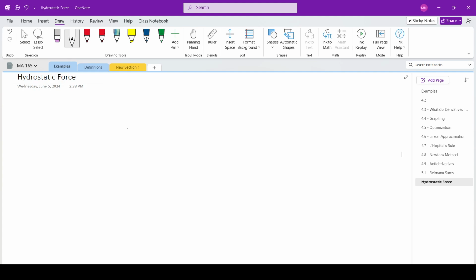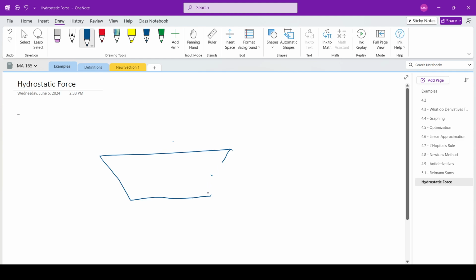Okay, so this problem that we had with hydrostatic force, what we're trying to do is find the force on a dam that's in the shape of a symmetrical trapezoid. So the dam's height is 30 meters.